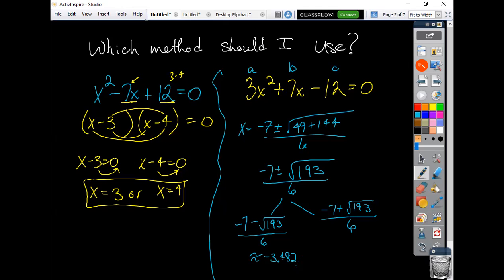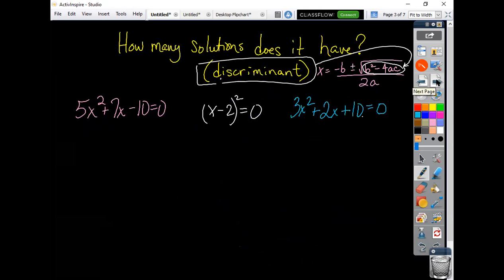Second one, -7 plus the square root of 193, around 6.892-ish, and divide that by your 6. So your bigger answer, in this case, is 1.149. So those two would be my solutions to that problem. Notice I did use this squiggly equal sign. So x, if it were either one of these two numbers, would work in that original quadratic, approximately, because I've rounded them off.